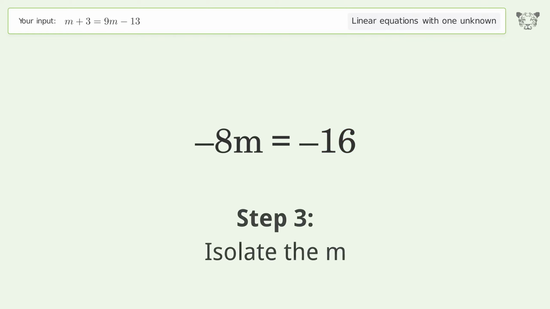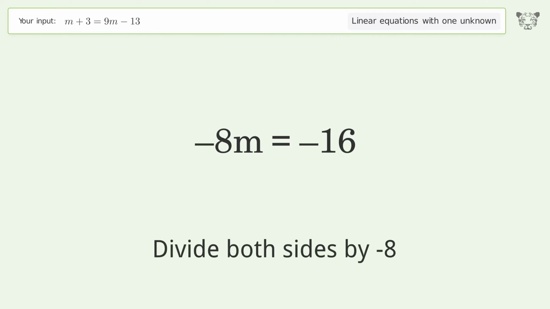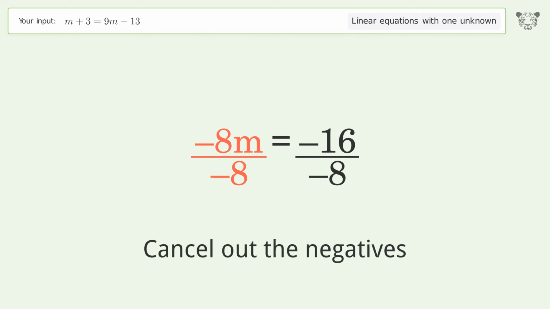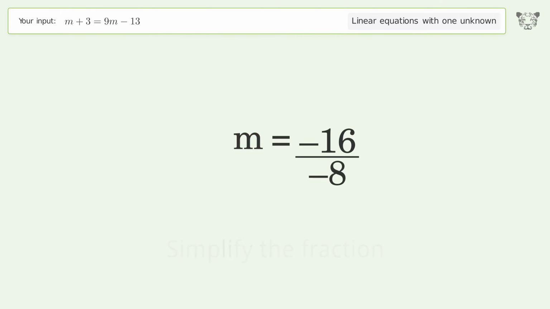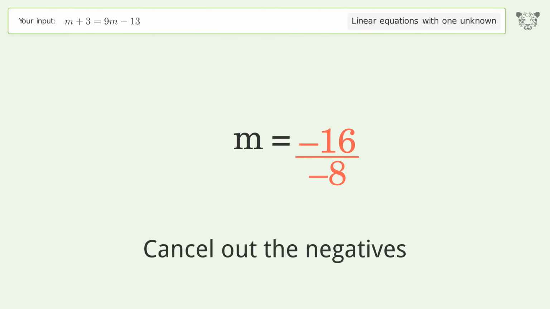Isolate the m. Divide both sides by -8. Cancel out the negatives. Simplify the fraction. Cancel out the negatives.